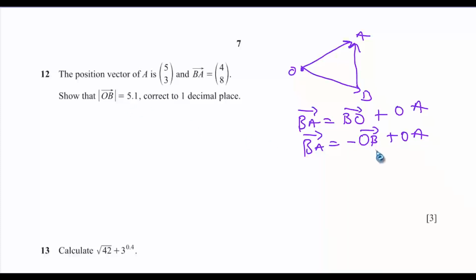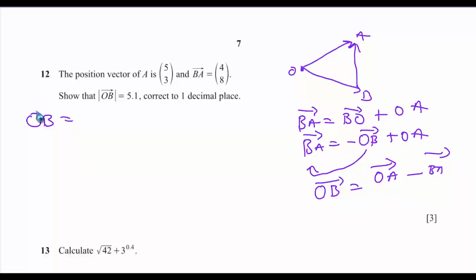So we want to show that OB is equal to 5.1. That means we need to make OB the subject of the formula. So I'll bring OB to this side. So that will be OB, then equals to, I already have OA on the right hand side. Then BA, we go there and turn to minus BA. Okay, so this is what I'm going to use. So OB is equal to OA, then minus BA.